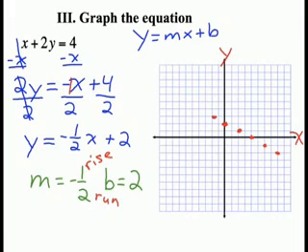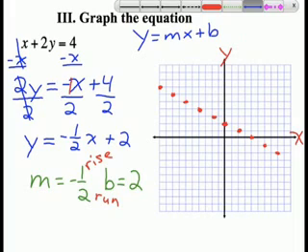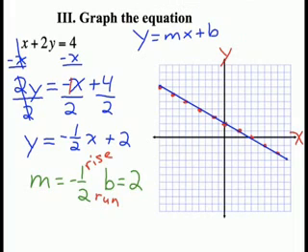Now to put points on the left side, we do the opposite, so we run 2 to the left and then go up 1 unit. This way we have points across the whole graph, and once we do that, we draw a line to connect all those points. So there's our line for x plus 2y equals 4.